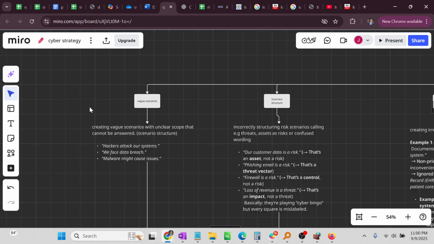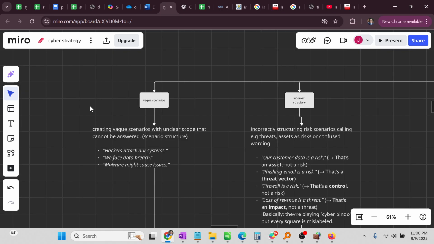You may have a situation where the risk scenario is just too unclear. It consists of two, three words, for example, "hackers attack our systems" or "we face data breaches." It doesn't make sense. In risk, you need likelihood and impact, but these things are so unclear that it's hard to assign likelihood and impact to them. Even if you assign them, they don't carry any meaning, so they are useless to the organization. They cannot inform any decision.